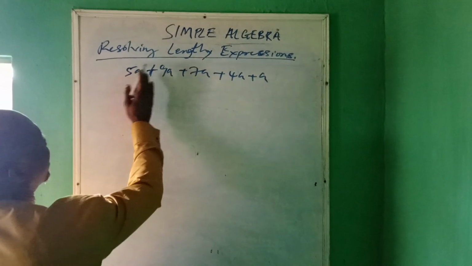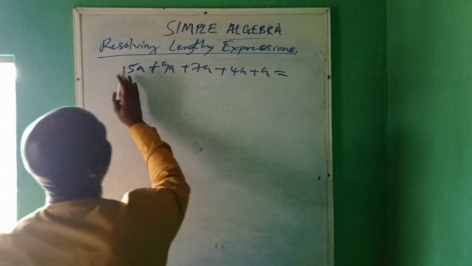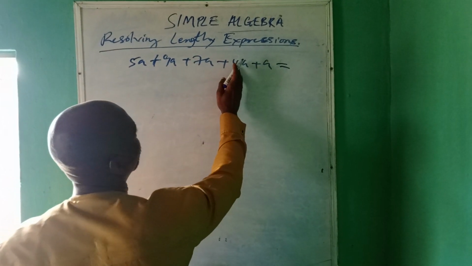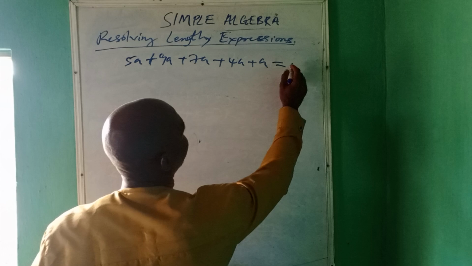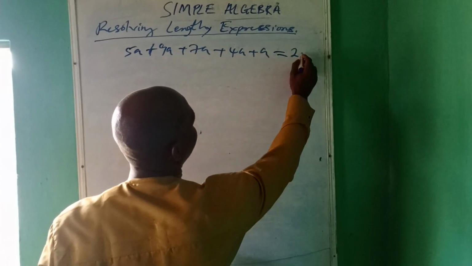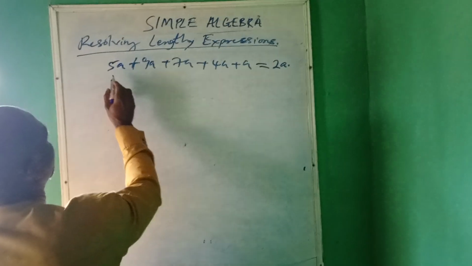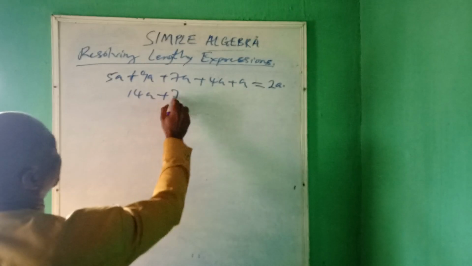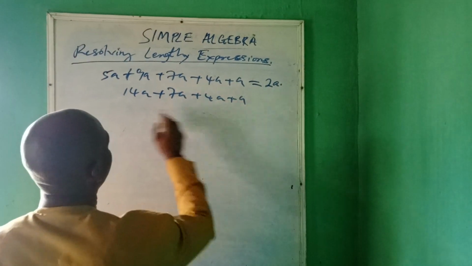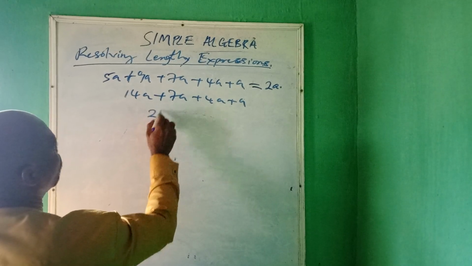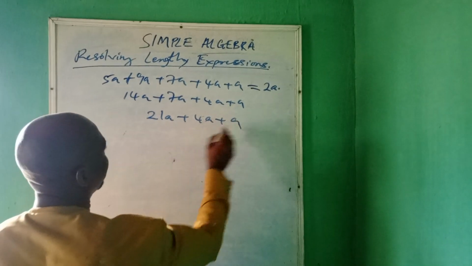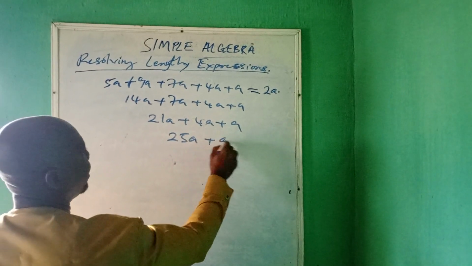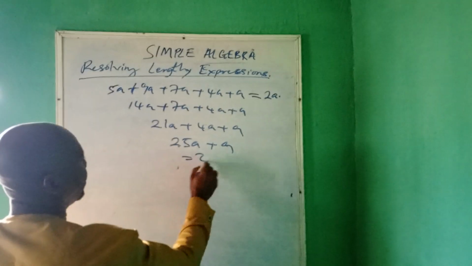I told you either you add these numbers, 9 plus 5 is 14, plus 7, 21, plus 4, 25, plus 1 here, that is 26. And we are dealing with A, you have 26A. Or 5A plus 9A will give us 14A plus 7A plus 4A plus A. 14A plus 7A will give us 21A plus 4A plus A. 21A plus 4A will give us 25A plus A. 25A plus A will give us 26A.